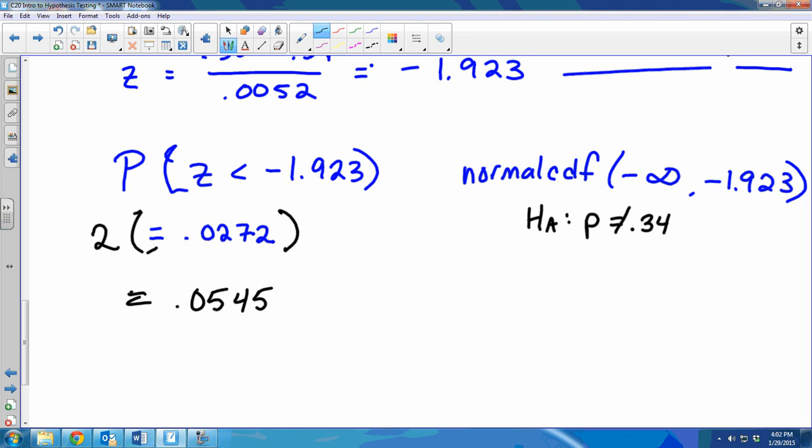So, normally you're finding the lower tail or the upper tail of the normal model. If it says not equal to, though, you're multiplying by 2 because it's both tails. Otherwise, you would just do one tail. You only multiply by 2 if it says not equal to. All right, so there's our p-value.